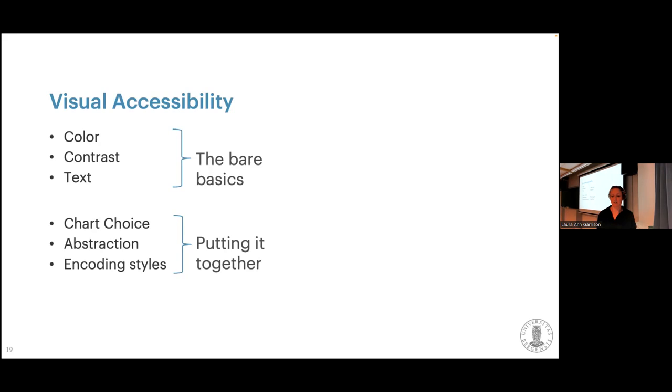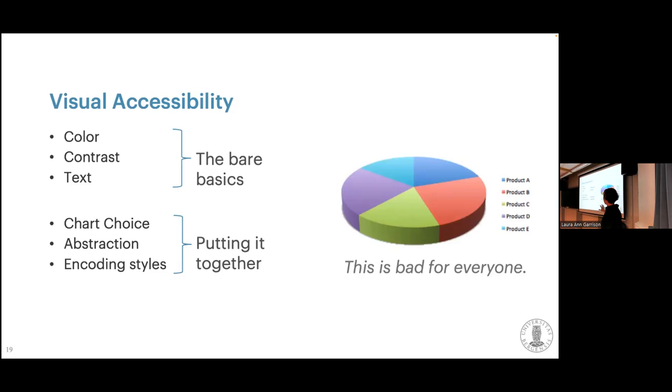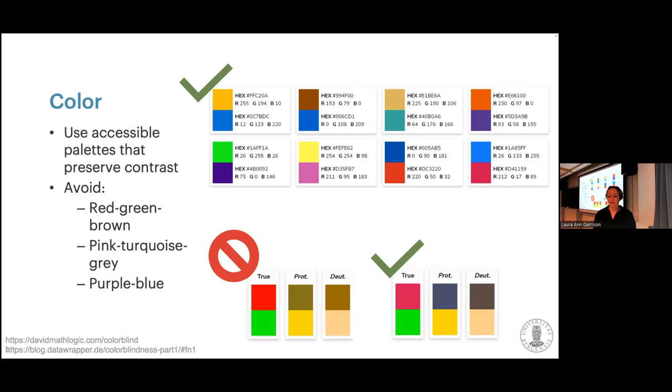And then you can build on those and put them together into things like chart choice, how you abstract the information, and the style that you encode that information in. And as a sneak peek, this kind of chart is bad for everyone, and I'll go through why. So starting with color, I mentioned this with color blindness, it affects a lot of people. Ways that we can deal with this are using accessible palettes that preserve contrast. So that would be these palettes here that are in the top image. And it's good to avoid color combinations that don't have enough contrast.